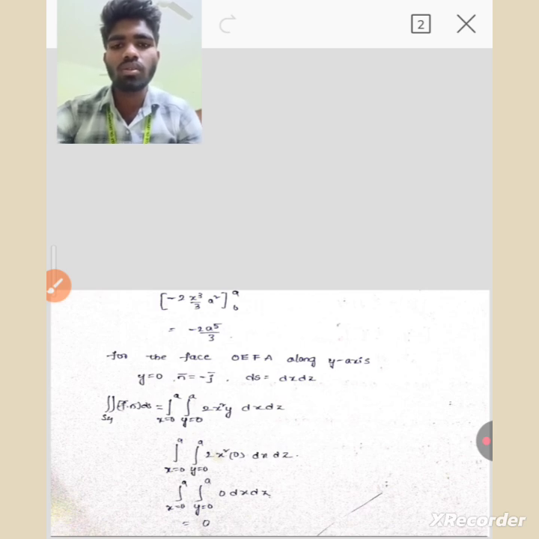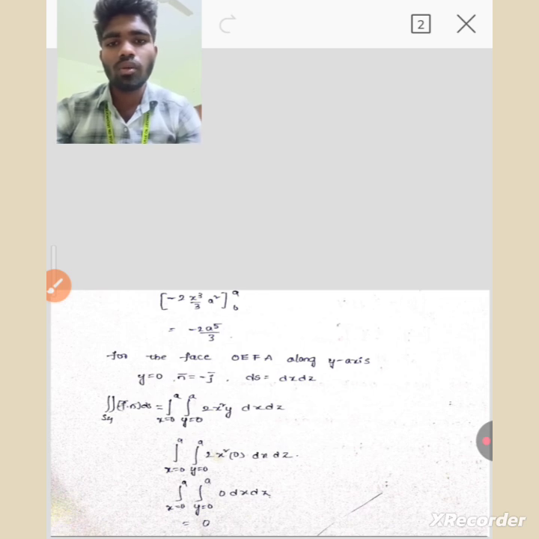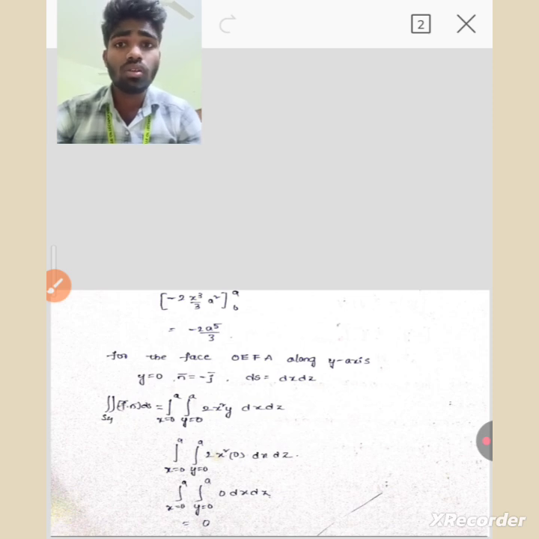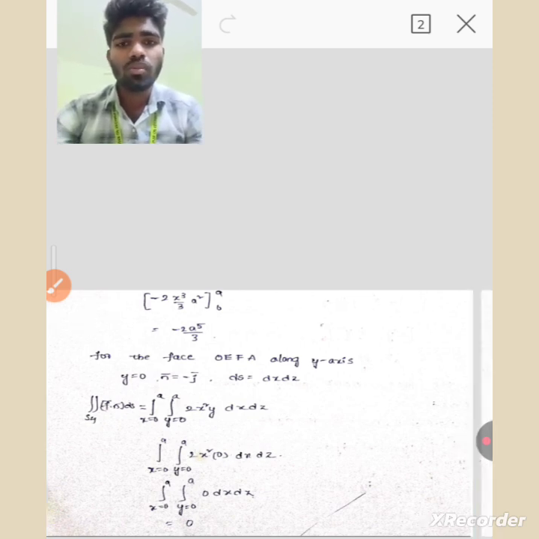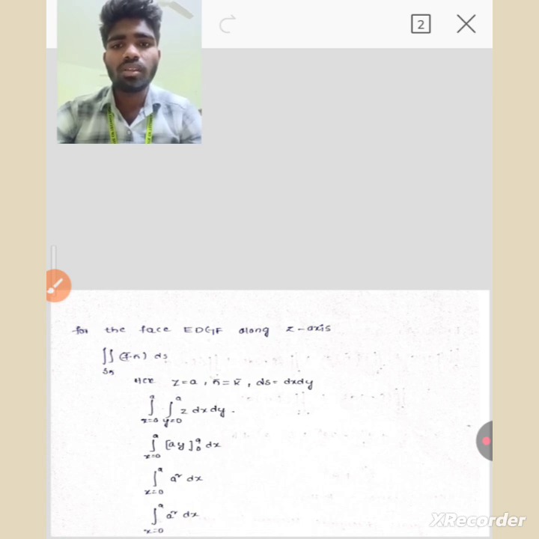For the face OEFA along the y-axis, here y equal to 0, n bar equal to minus j bar, dS equal to dx dz. Here the integral over S4 equals 0, because we have to substitute y equal to 0 in equation 1. Now anything multiplied by 0 equals 0, so we get 0. The integral is 0.